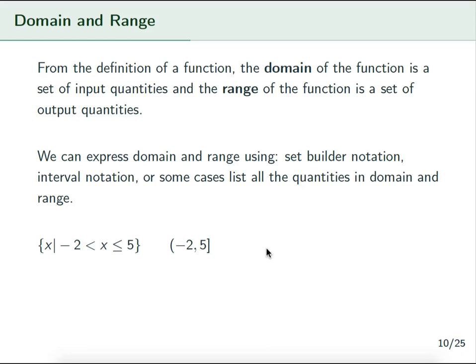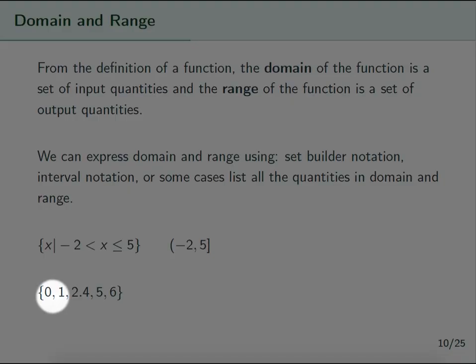And one last way we can express domain is listing all the values. So this is different from the one on the top. So here we list all the numbers. So in this case, we have 0, 1, 2.4, 5, and 6. So we have 5 numbers as the domain. So in this case, we have a finite number of numbers, so we can list all of them. But in these two cases, we cannot list all of them because there are infinite number of quantities between these two numbers. So that's why we cannot list it. Same here.